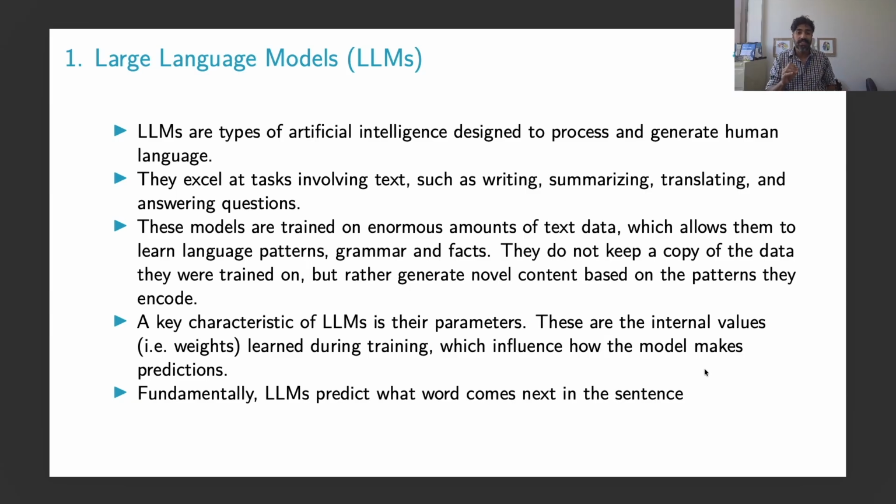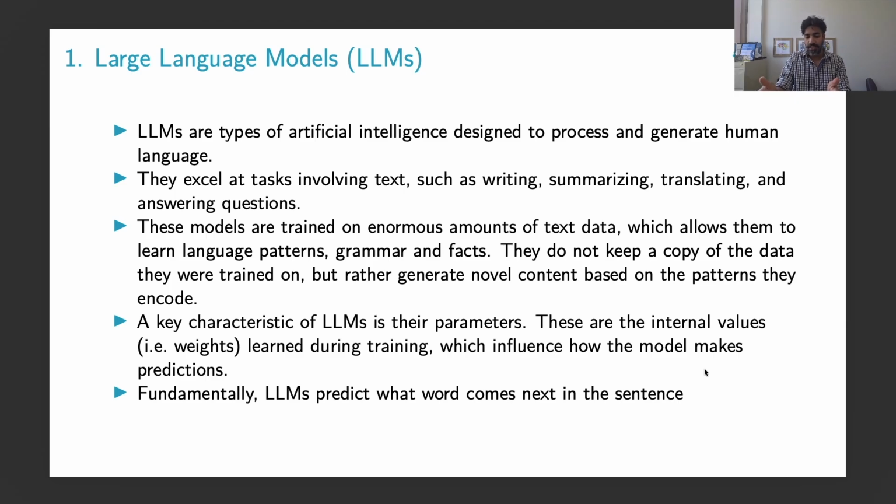So a key characteristic of LLMs is their parameters. These are the internal values or weights learned during training, which influence how the models make these predictions. Fundamentally, the key takeaway I want you to know is that large language models predict what word comes next in a sentence.